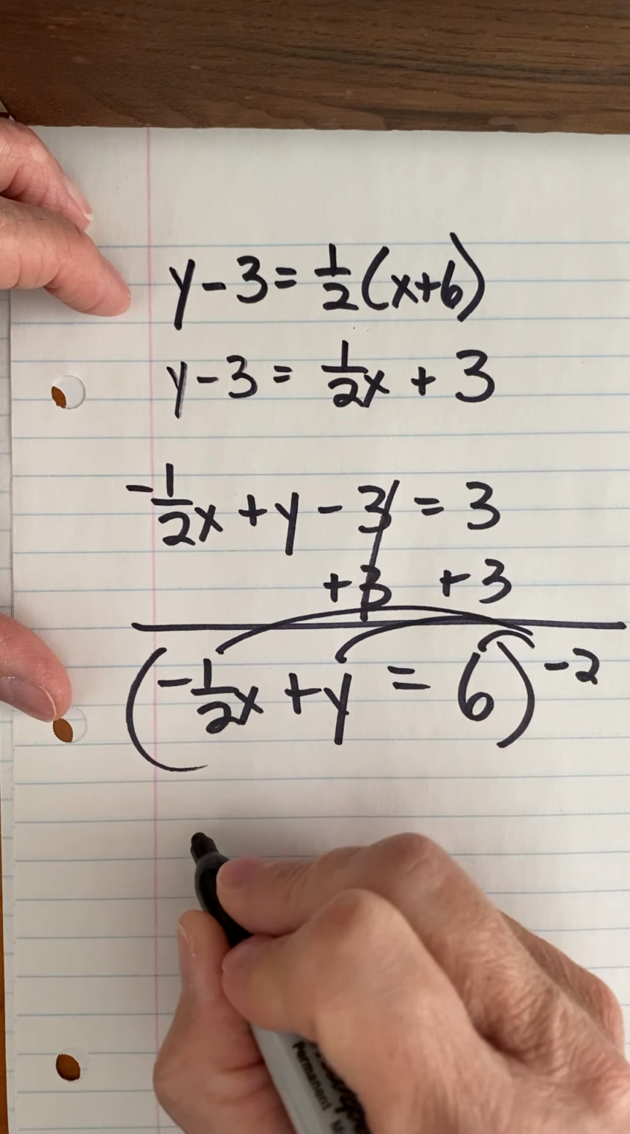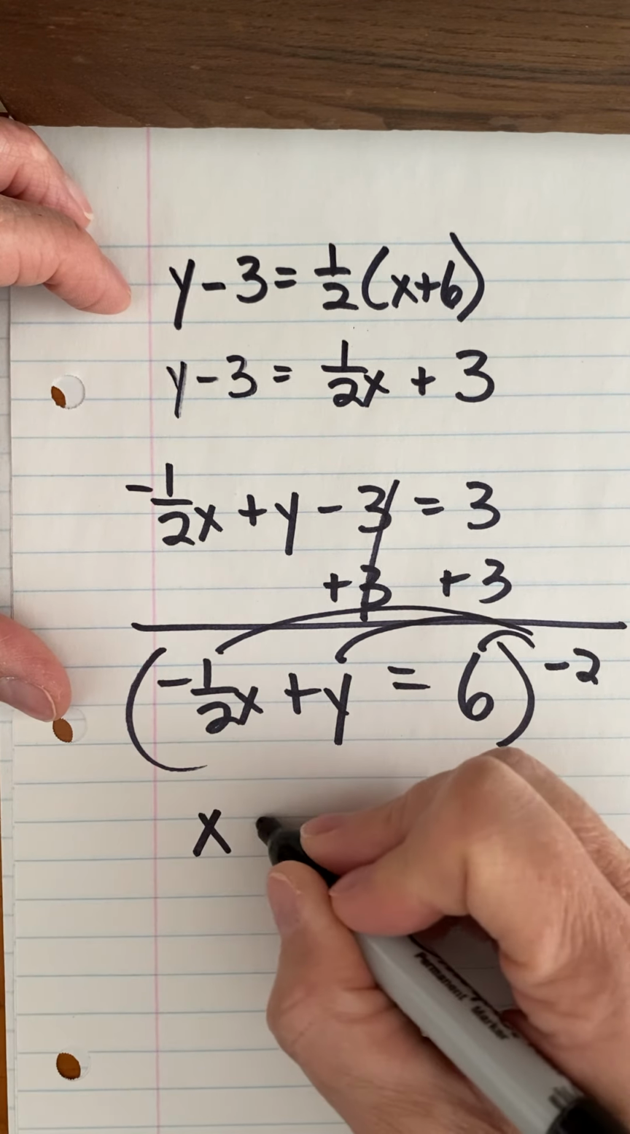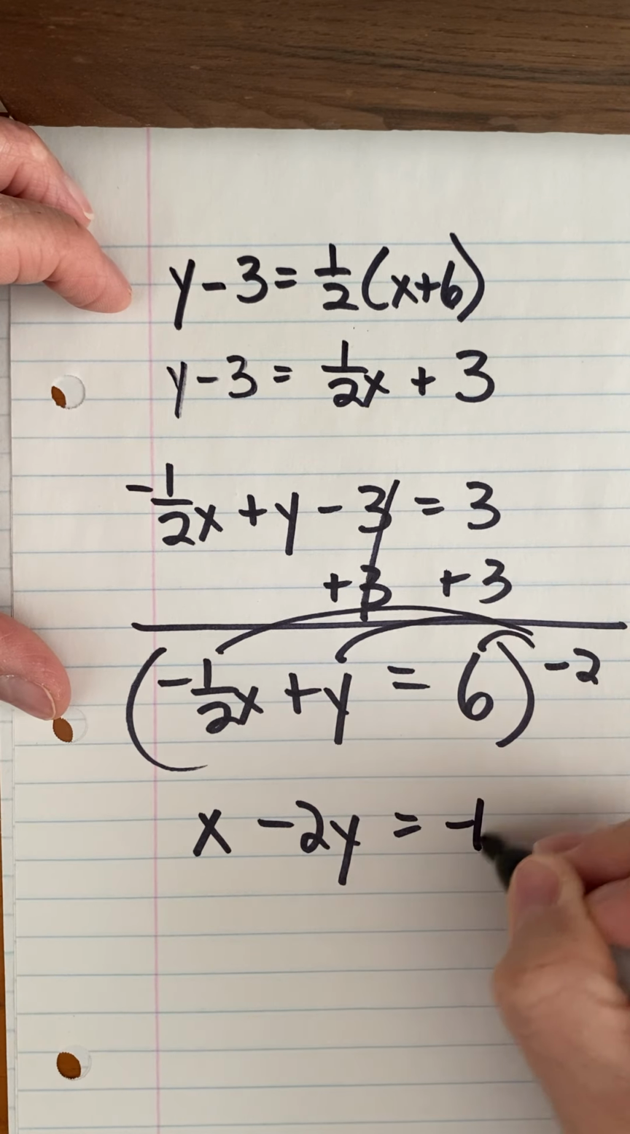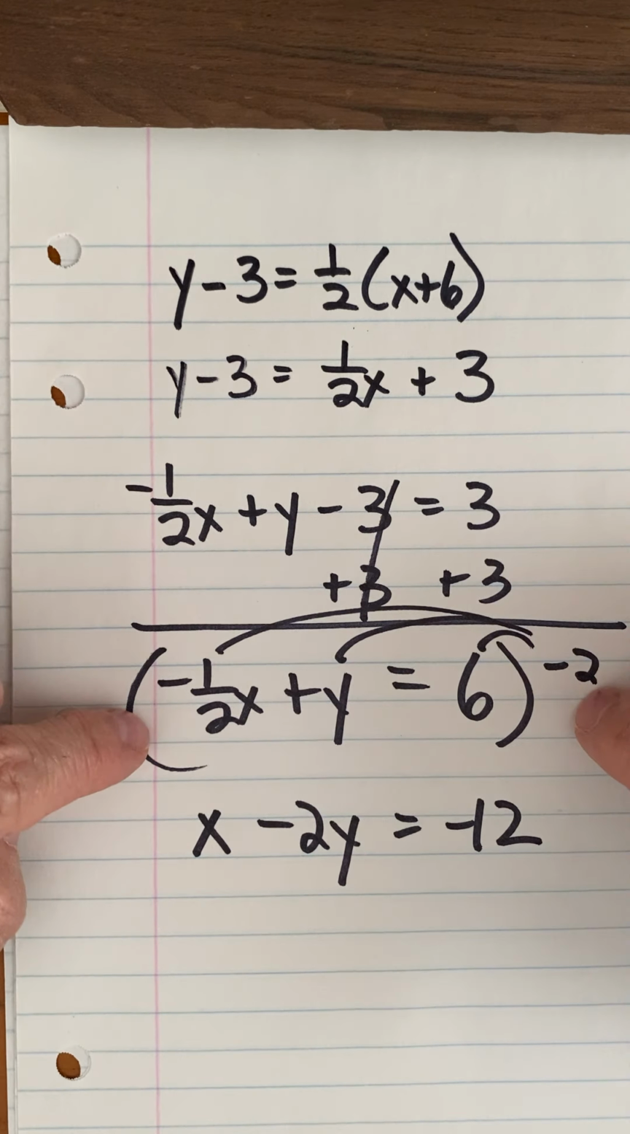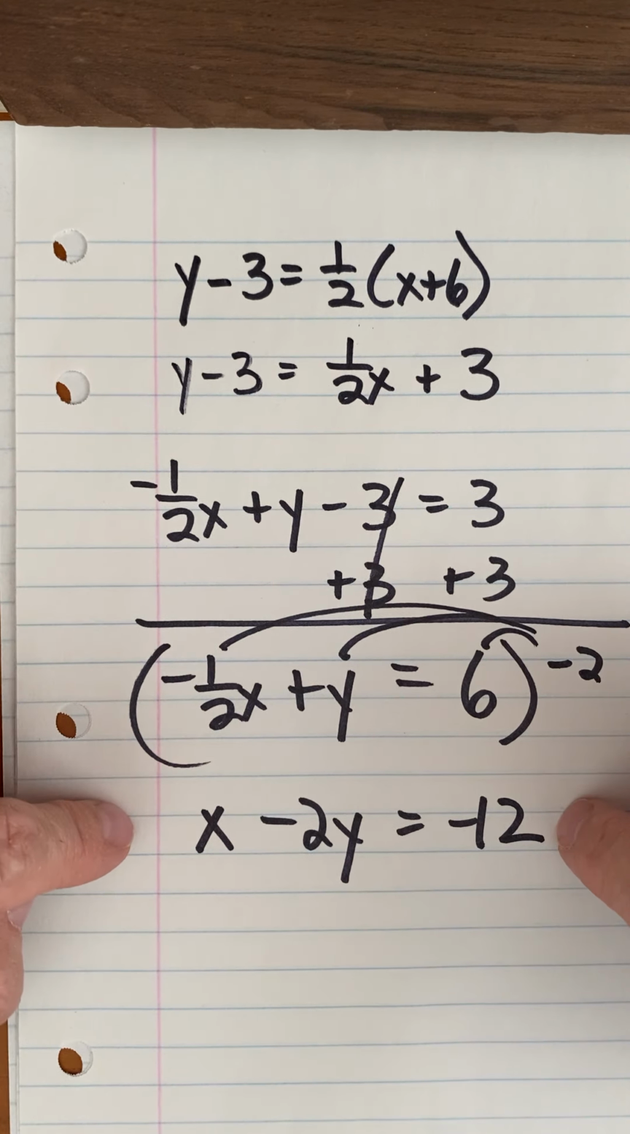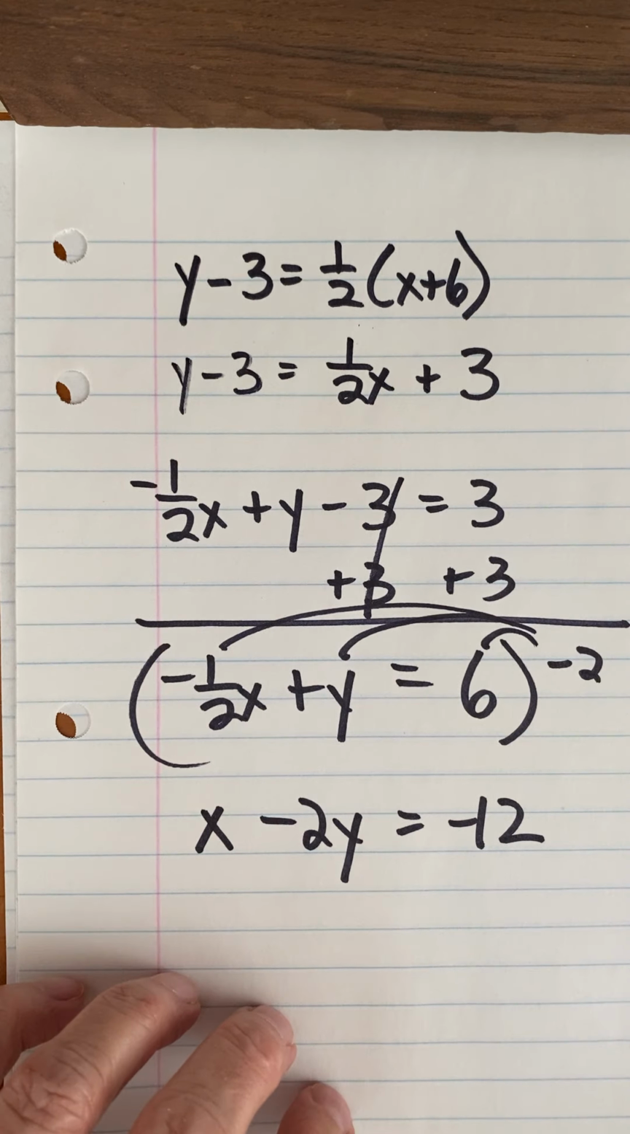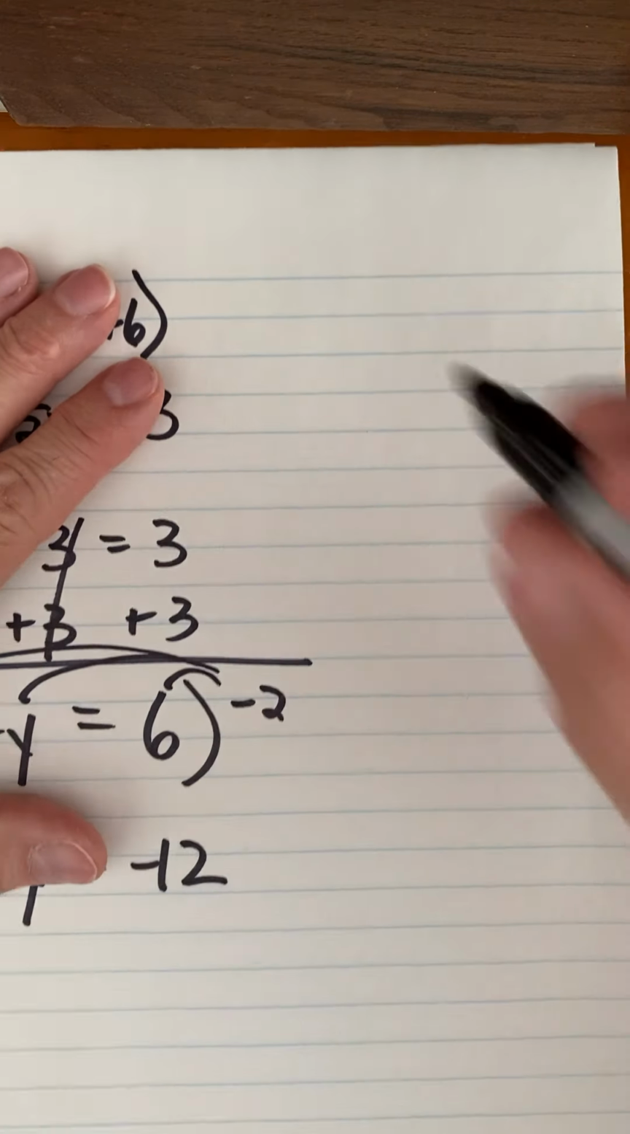And by doing that, this just becomes x minus 2y equals -12. And I actually saved myself a step. Now, I could have multiplied by 2 and then multiplied everything by -1, but I just thought this was quicker. Okay, now let's look at the next one.